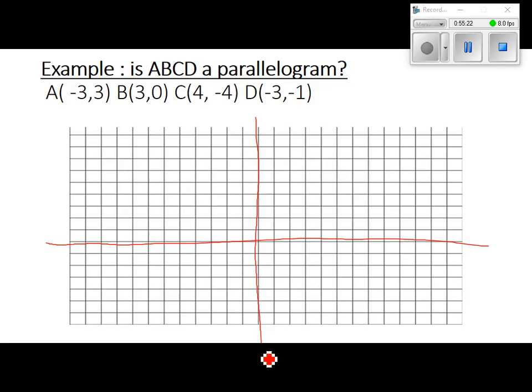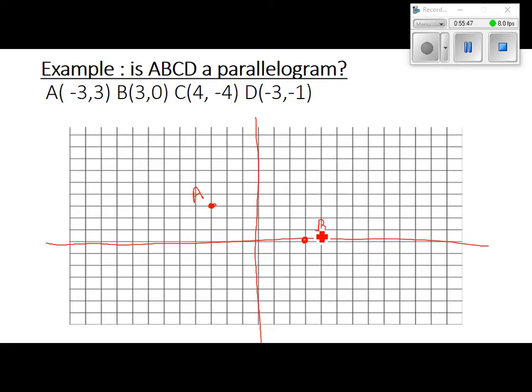Somebody tell me how to graph point A. -3. You go left 3, up 3. You should be graphing this on your paper. That's A. Then what's B? You go over right 3. That's B.